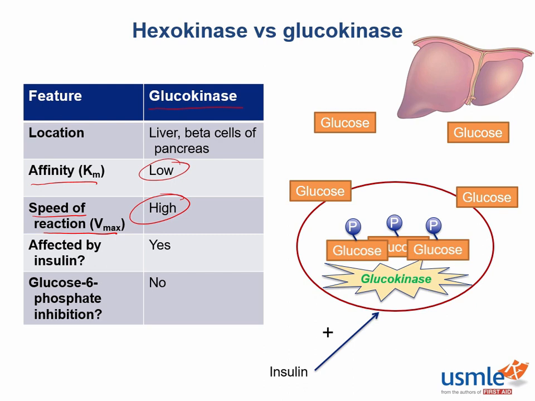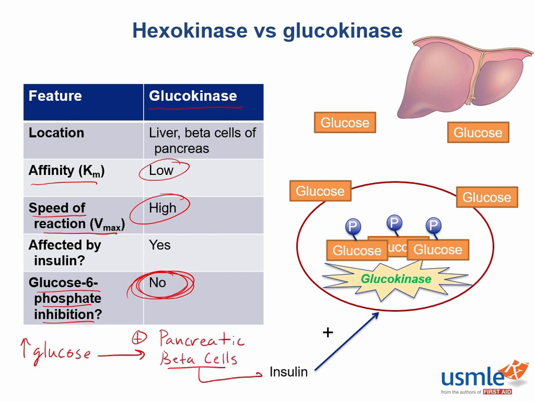Also, glucokinase has no negative feedback inhibition from glucose 6-phosphate. So as long as there's lots of glucose in the bloodstream, glucokinase will keep phosphorylating the glucose inside the cell. You can think of glucokinase as kind of being a buffer system, because after you eat a large meal, the high glucose levels will activate beta cells in the pancreas. These pancreatic beta cells will then release insulin, further activating glucokinase in the liver so that glucose can be removed from the bloodstream and stored as glycogen.